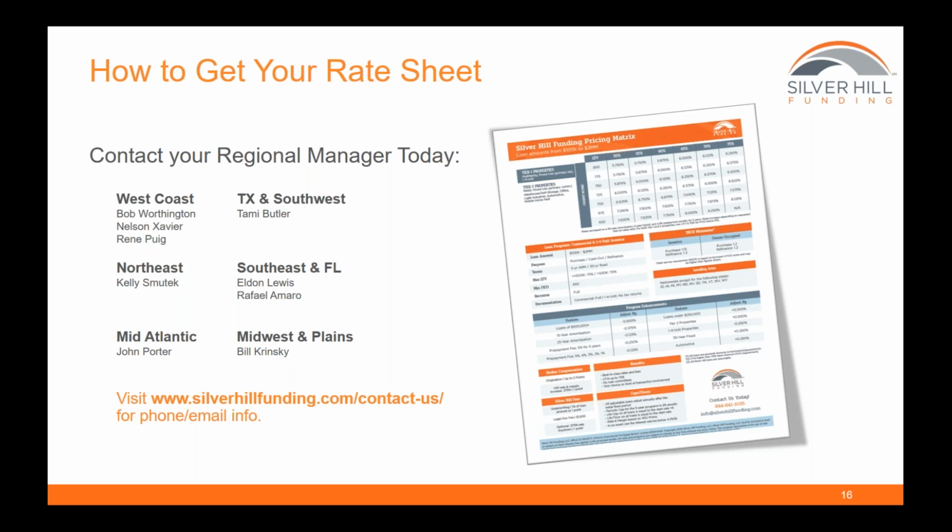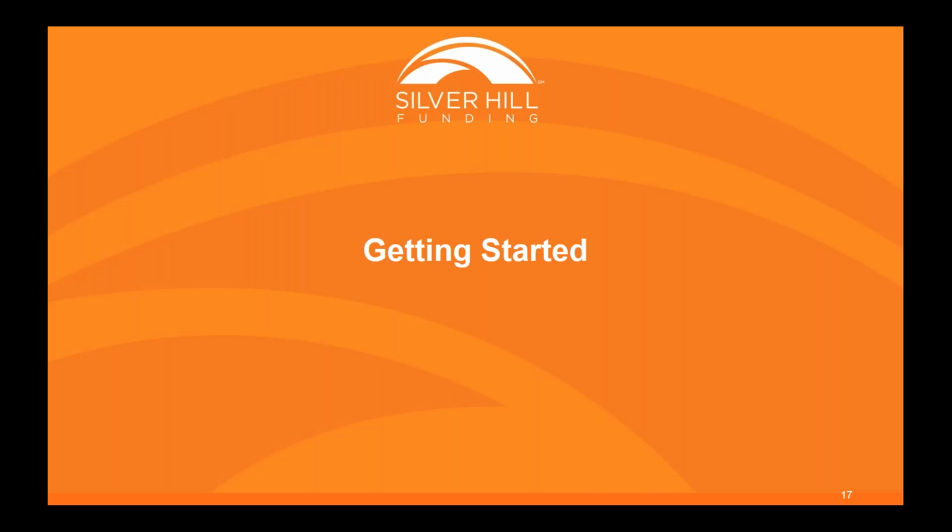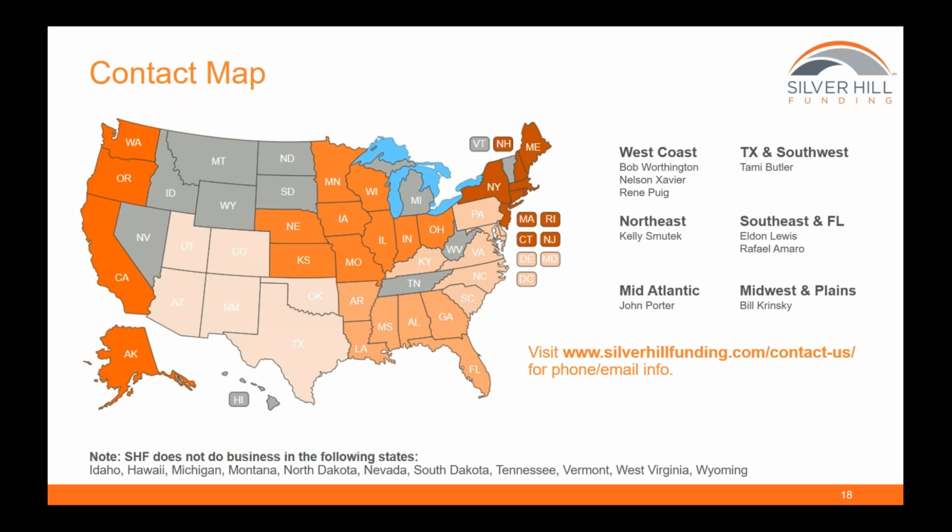We go based on where our customers, our brokers, are located. So not necessarily where the property is, but where the broker is. If you're in one of these regions, you can reach out to these folks directly. You may already be in touch with them. Here's a map of the states and our folks on there. If you go to our website, silverhillfunding.com, and go to contact, you'll see this map, and you'll see our email addresses for everybody and phone numbers as well.